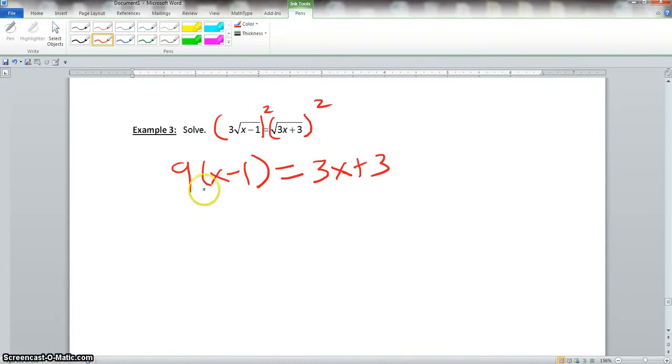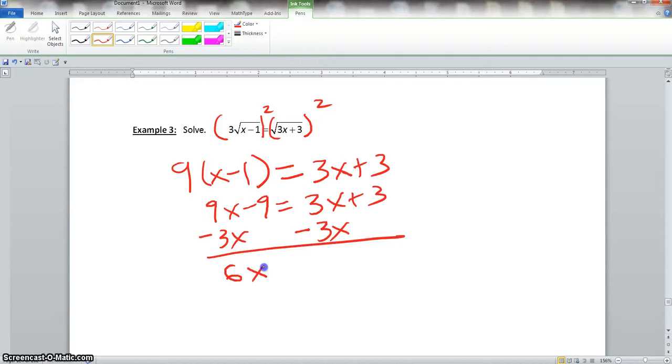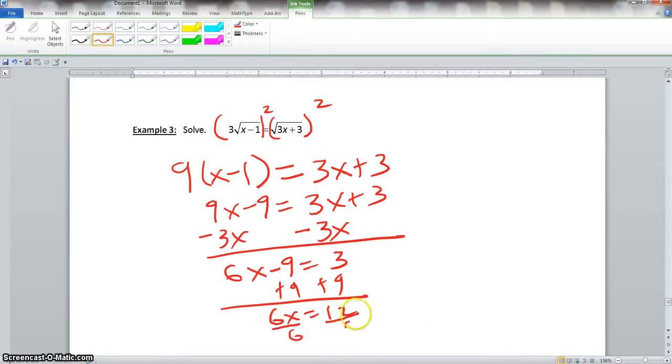Now we'll use the distributive property here, which will give us 9x minus 9 is equal to 3x plus 3. Now we need to get our x on one side and our numbers on the other. So let's move the x's to the left. So we'll subtract 3x on both sides, and we will have 6x minus 9 is equal to 3. We'll add 9 on both sides, and 6x is equal to 12. Now we divide each side by 6, and x is 2.